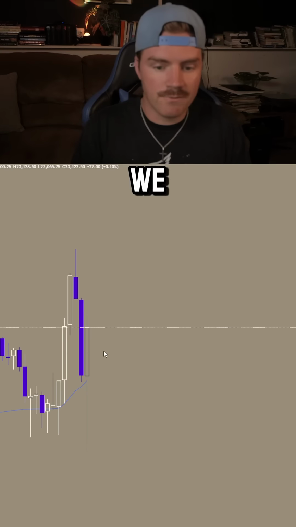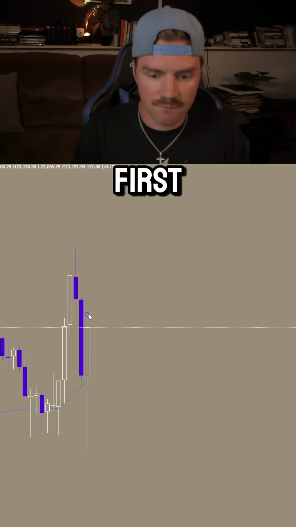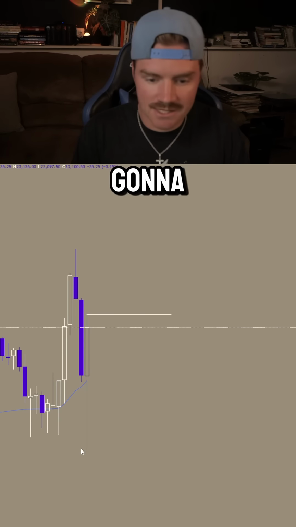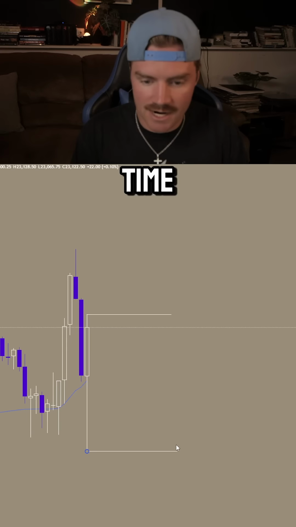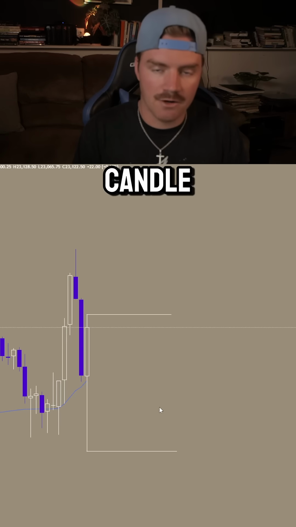The first thing we always have to do with the ORB is chart out the first 15-minute candle of the day, and that's going to start at 9:30 a.m. Eastern time. We want to chart out the high and the low of that candle from wick to wick.